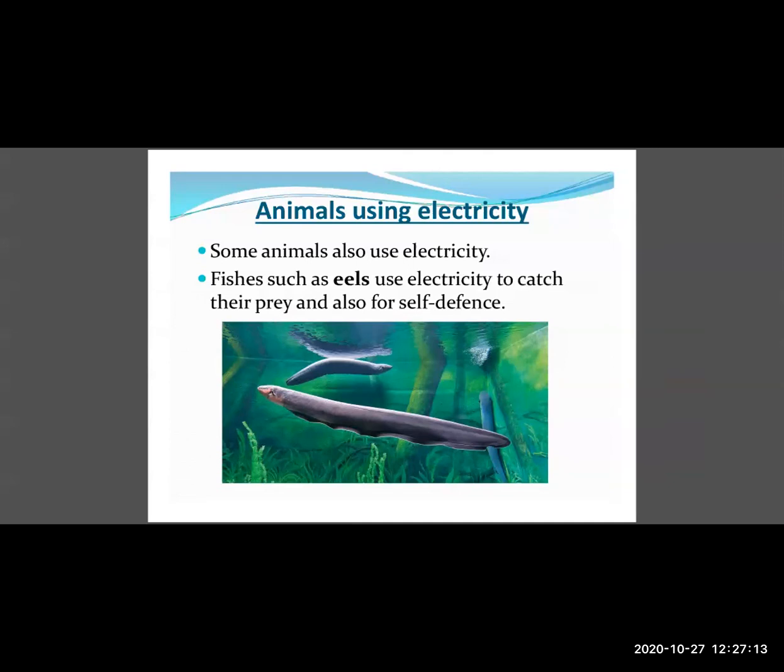Or else, if these eels are attacked by larger predators, larger animals or larger fishes, then they can use those electrical glands for self-defense, right? They can generate a very powerful shock, a very powerful current, for a tiny fraction of a second. So these eels have glands which generate that electrical shock. That is an important case where animals make use of electricity from their glands, either for obtaining food or for defending themselves from larger predators, right?